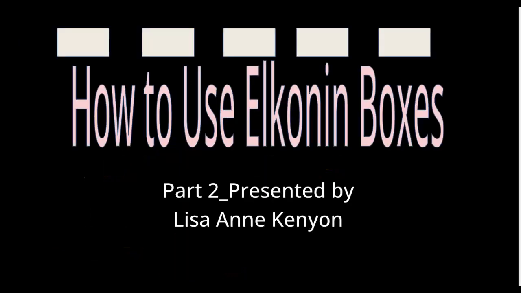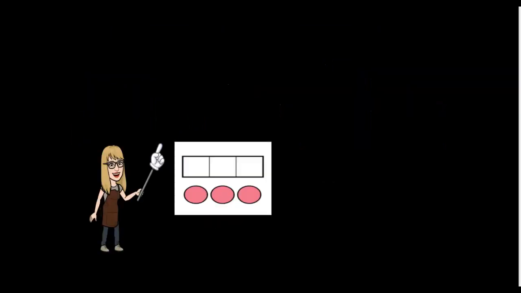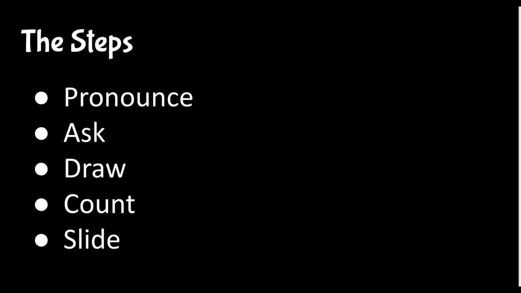In part 2 of the series, I will break down how to use Elkonin Boxes in more depth. I will give examples of extensions of lessons, games, and methods that are effective strategies for a strong foundation for students as they learn to read. The steps are in 5 parts. Number 1. Pronounce a target word slowly, stretching it out by sound. 2. Ask the child to repeat the word.